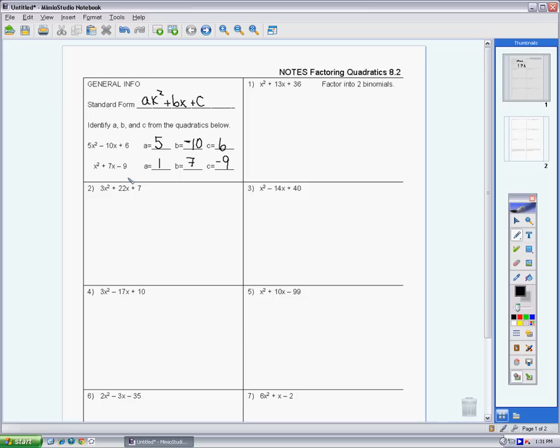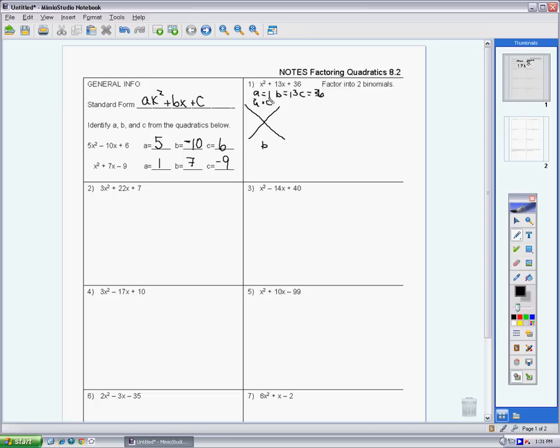Okay, example number 1, factor into two binomials. We're going to use what's called bottoms-up factoring. So the first thing I want you to do is go ahead and label your A, your B, and your C. And I'm going to make an X. I'm going to have A times C in the top part of the X, and I'm going to have B in the bottom part of the X.